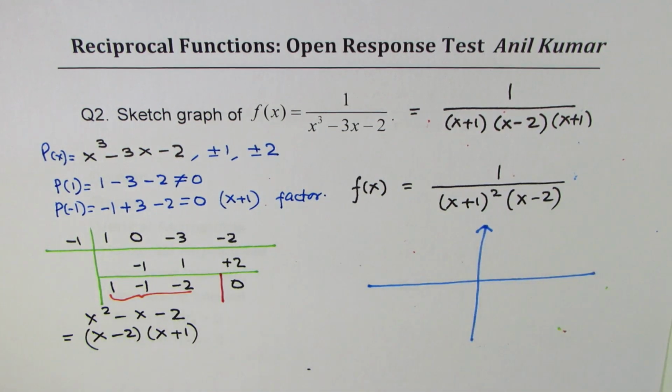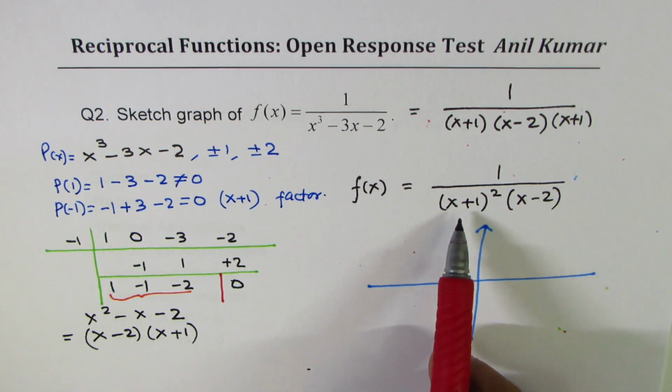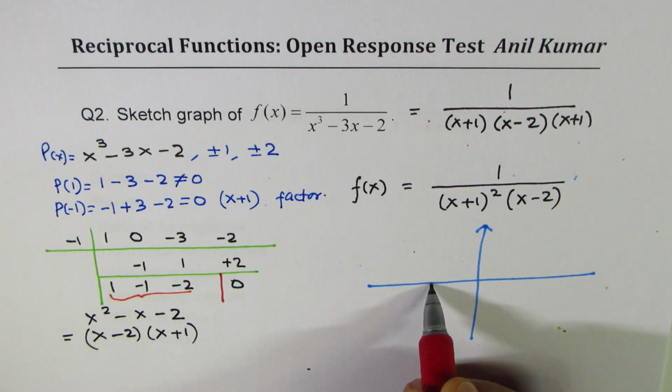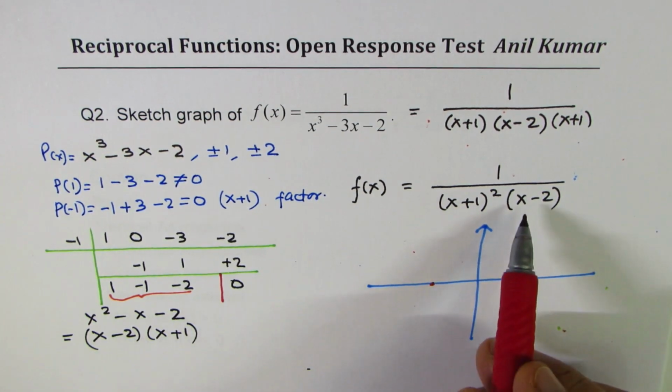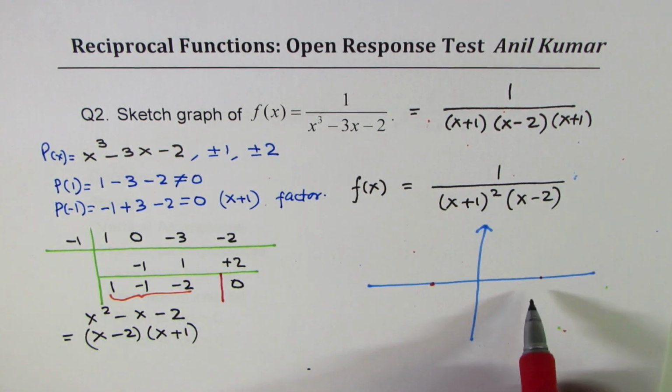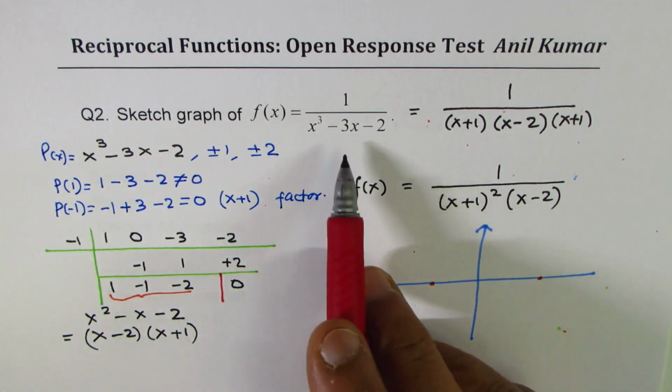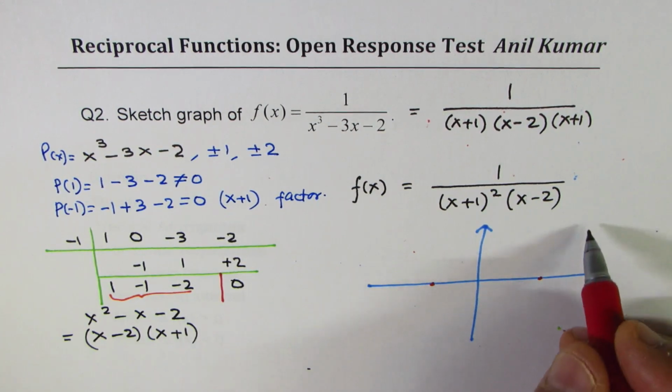These drawings are not to scale, but they really help you to understand the concepts. Now here, one of the zeros, which is of order 2, is at minus 1. So let's say this is at minus 1. The other zero is at 2. Let's say this is at 2. Leading coefficient is positive. It's a cubic function.